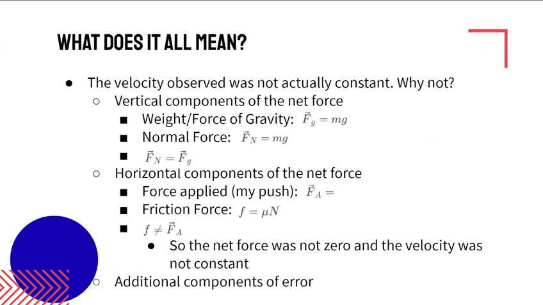The velocity observed was not actually constant. Why not? Well, we know from the momentum principle that for velocity to be constant, the net force must be zero. Let's look at the vertical components of the net force. We have weight and normal force. These forces are equal due to the fact that there was no change in the y direction of the object's observed motion. However, we know the horizontal components were not equal because the object did change its velocity over time. So either the friction force or the applied force was greater than the other.